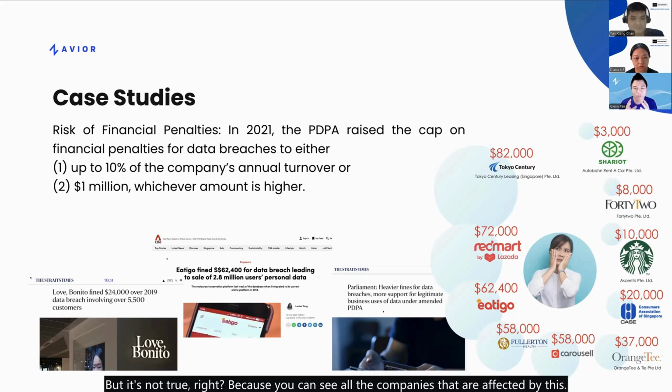Because you can see all the companies that are affected by this. These are everyday companies that you consume, right? Your grocery store, your e-commerce, even car leasing and home property agents as well. So you can see so much variety that is actually affected by this.